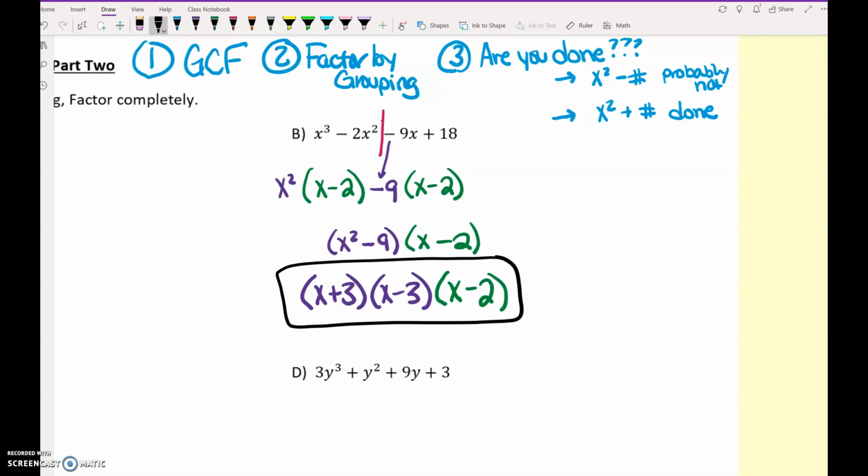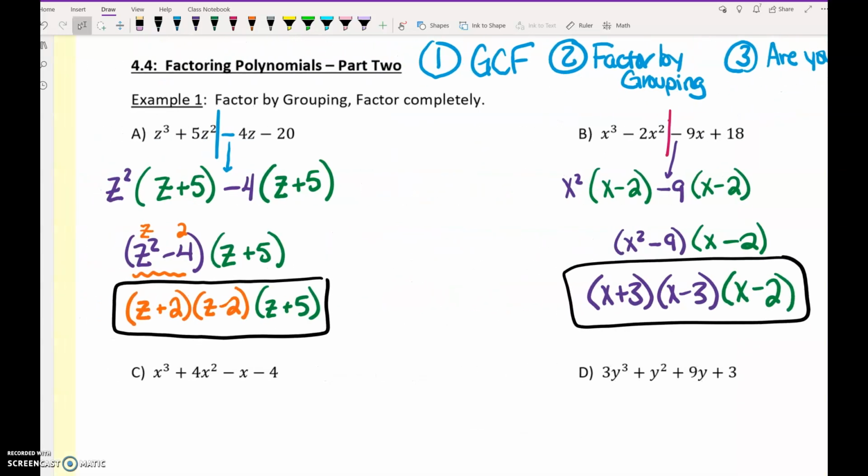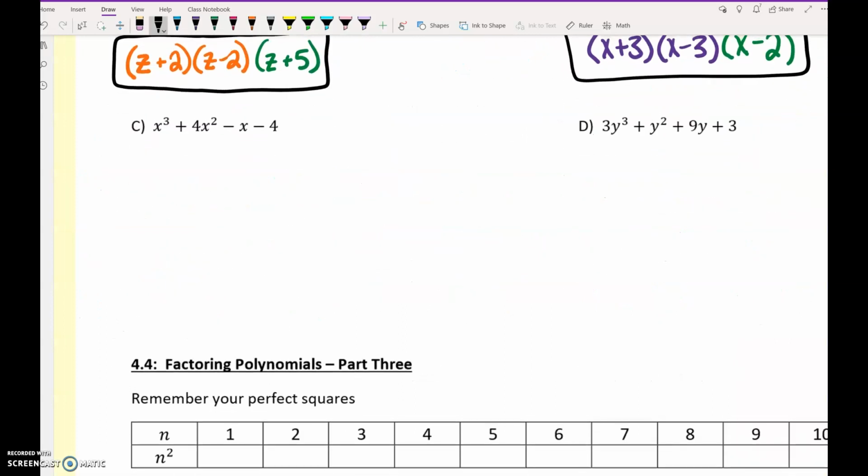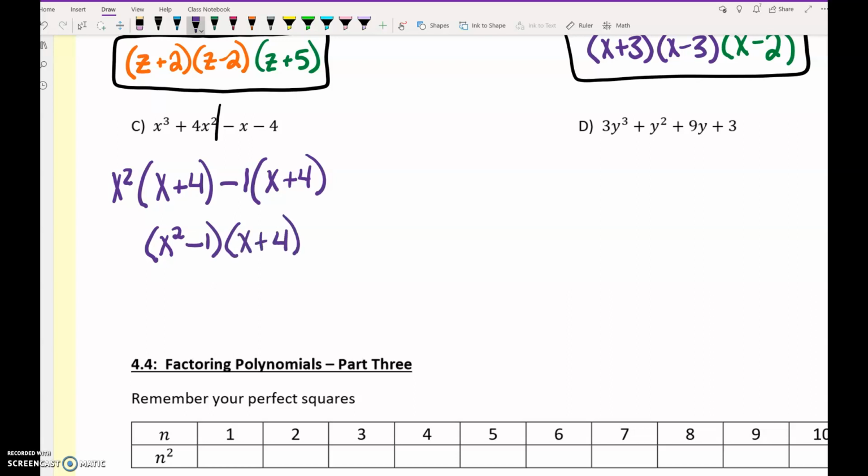Okay, I do want to go over C and D because there's a couple of little weird quirks about them that I want to make sure you've seen. In C, after we split it, what do the first 2 have in common? X plus 4. I've heard some people tell me, well, the second group doesn't have anything in common. They do have a negative. You have to use the negative. They have a 1 in common. Negative x divided by negative 1 is positive x. Negative 4 divided by negative 1 is positive 4. So our factored form is x squared minus 1 times x plus 4.